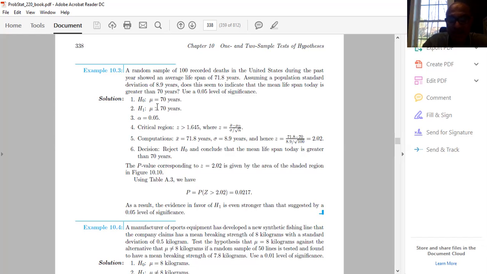For the critical region, my alpha, the level of significance, is given to us, that is 0.05.